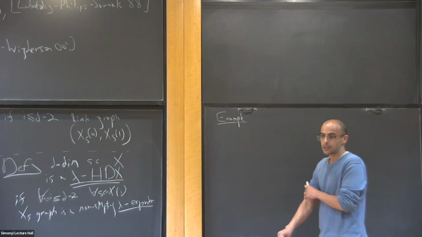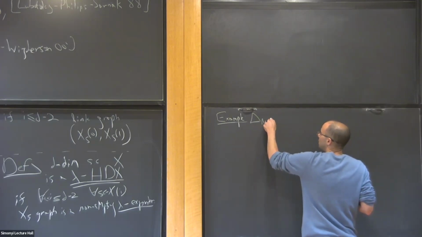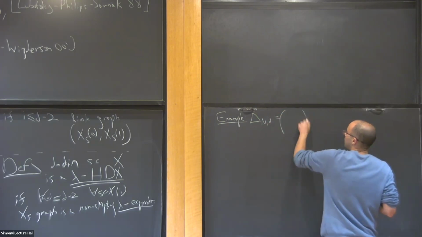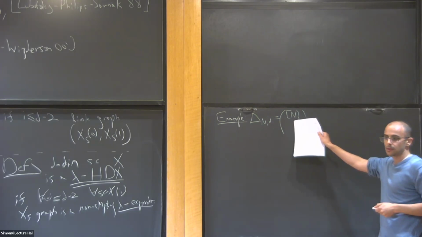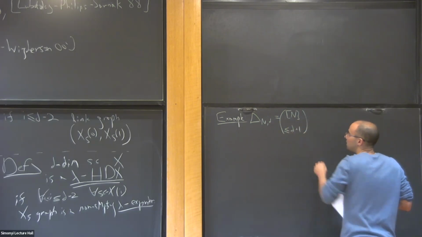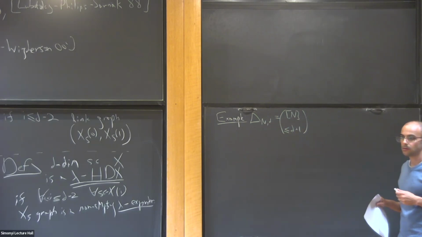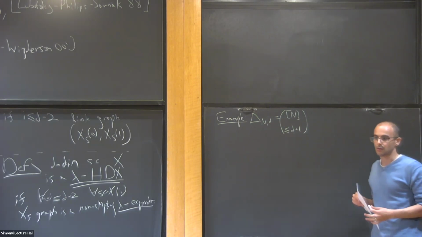Great, so let's look at the example, which is the complete complex. I'll call it Delta N D. I write this notation for all subsets of a vertex set of size capital N of dimension D, that is, of size at most D plus 1. So all sets that contain D plus 1 vertices or fewer.